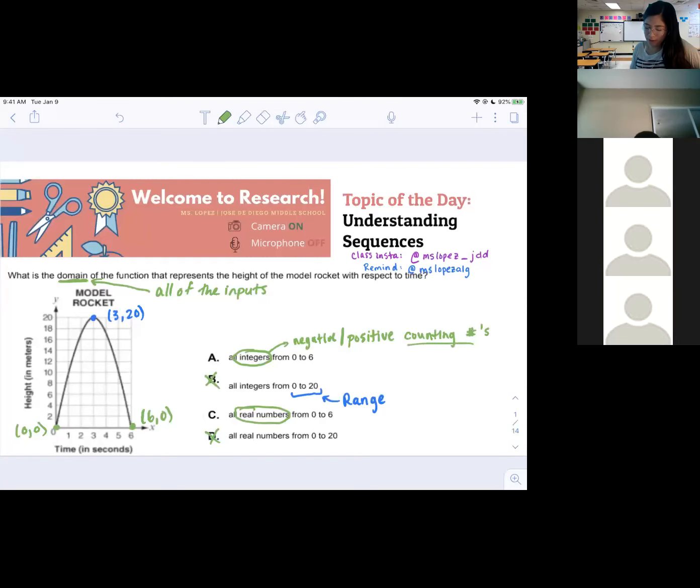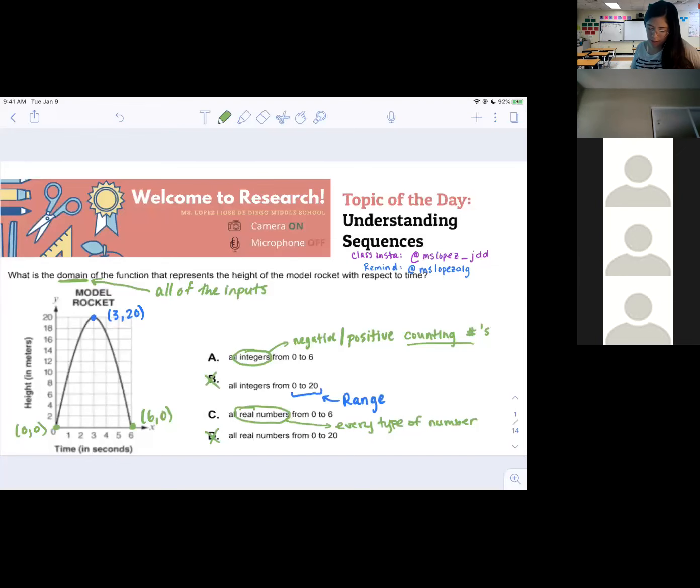Now, all real numbers sounds like exactly what it is. All real numbers is basically just everything. Every type of number. So that includes positives, negatives, decimals, fractions, everything. So in this case, because this is measuring the rocket, the time that the rocket is in the air, would this be integers or real numbers? Real numbers. C.